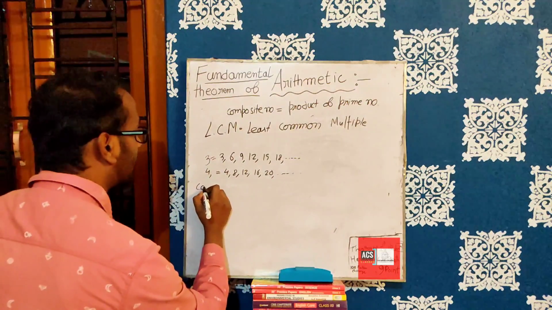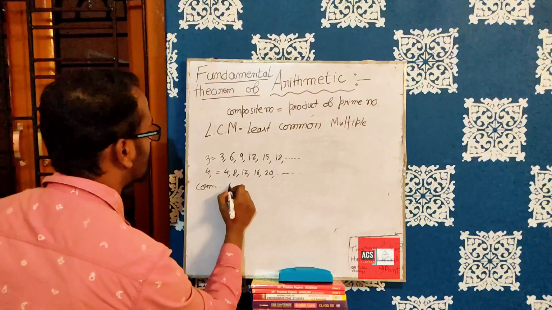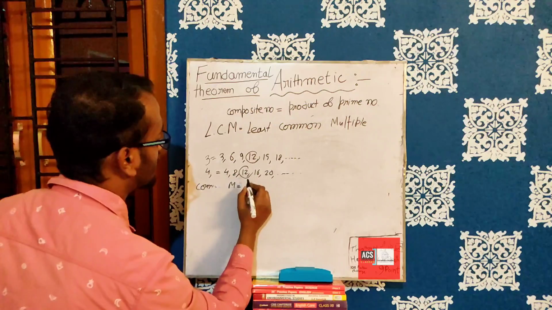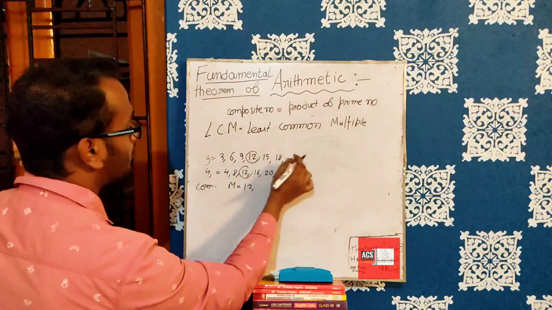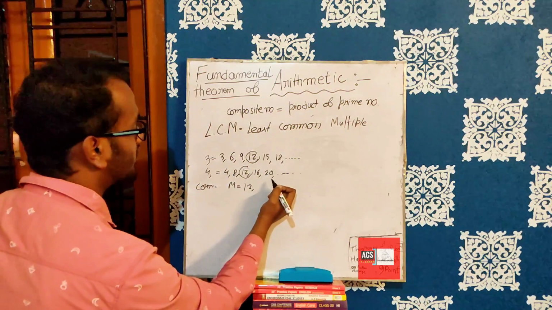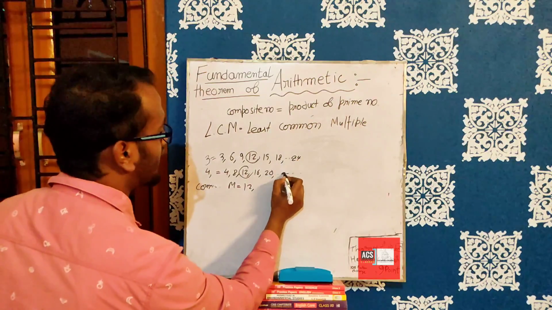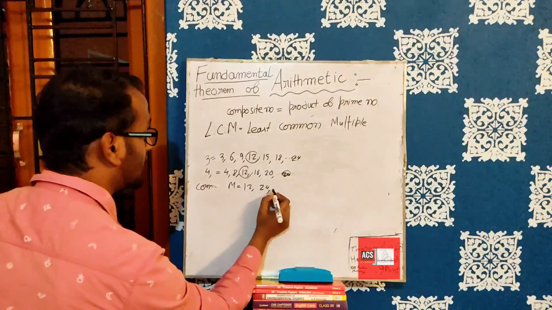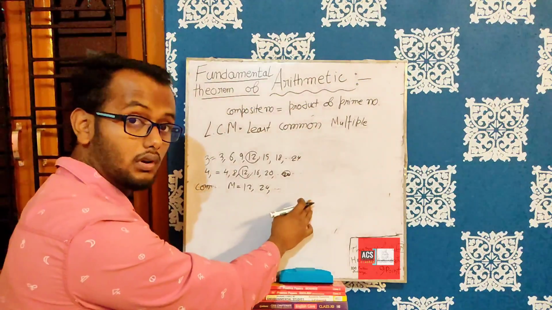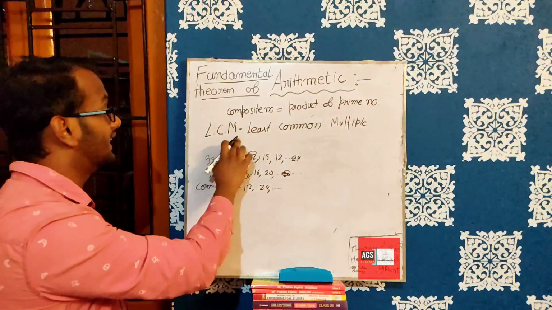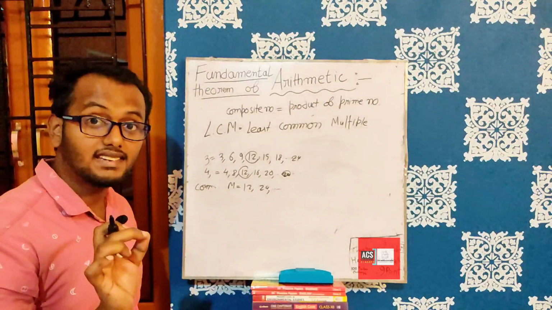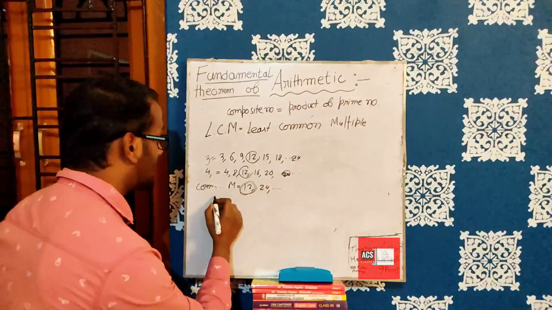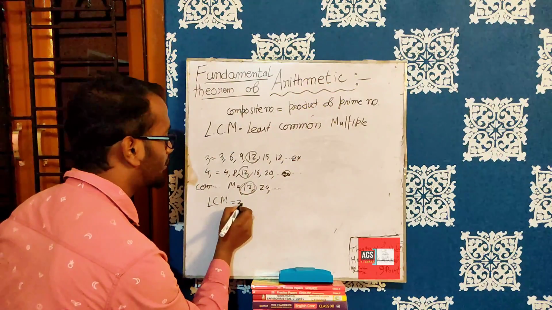So common multiples are 12, and after that we are going to find a few more. I guess there will be a 24 here and a 24 here. That 24 will also be a common multiple. Then if I proceed, there will be more common multiples. But out of that we are going to find the LCM. LCM means least common multiple. So out of all these multiples, which one is the least? 12. So LCM is 12.